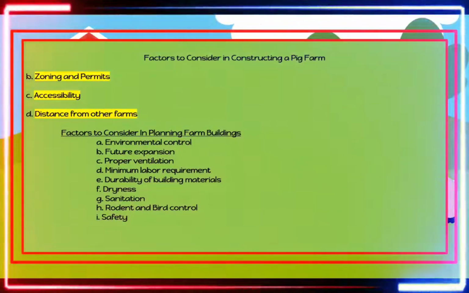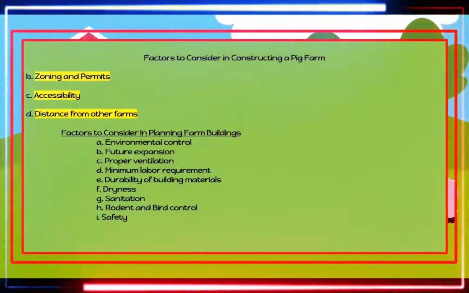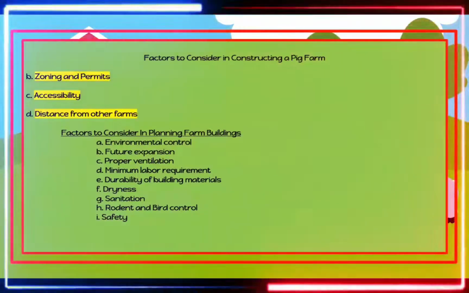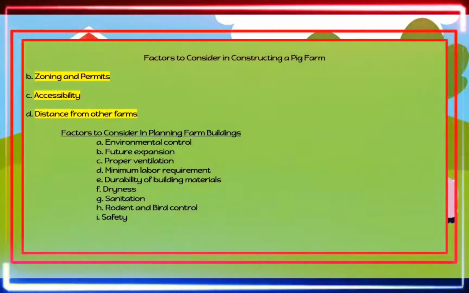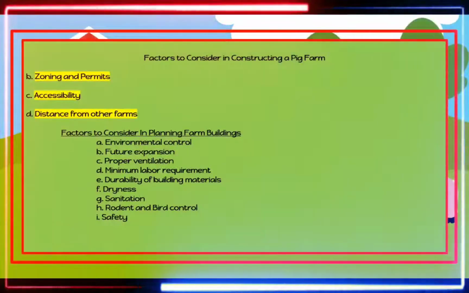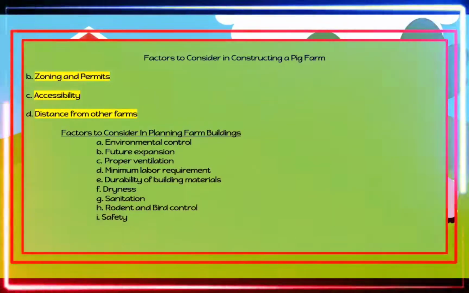D. Distance from other farms. Ideal distance from other farms and neighbors is about 1 kilometer. This will serve as a natural screen in the prevention of disease. Distance from the neighbors will prevent complaints regarding pig odors, flies, noise, and pollution.